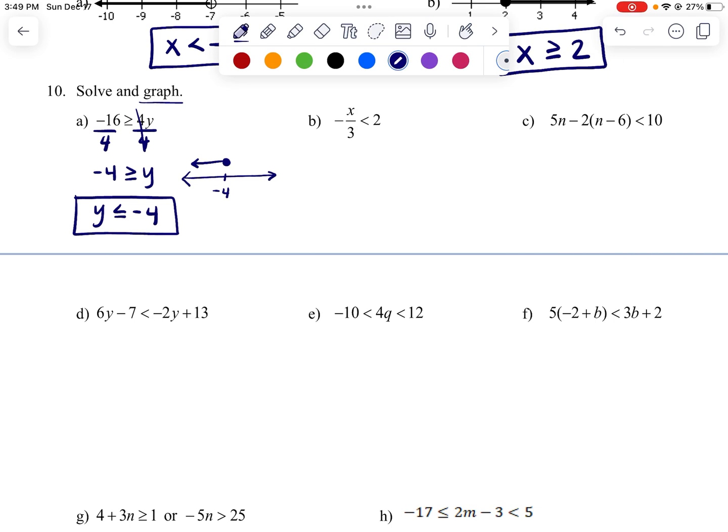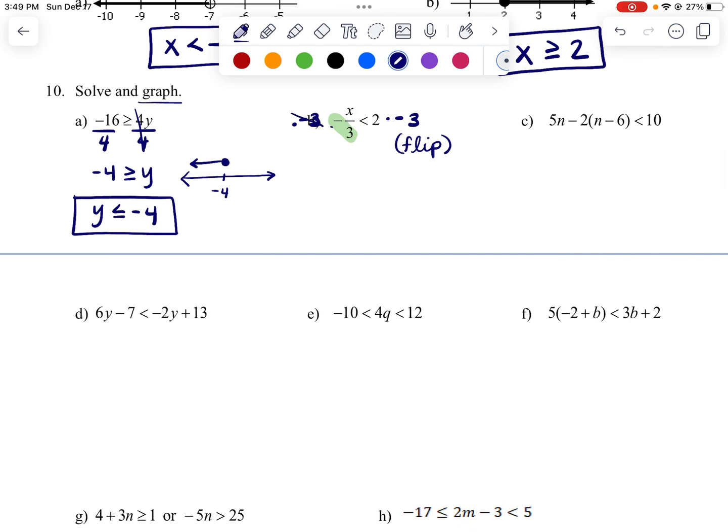In this next one, I want to undo the division, and I'm going to do it in the same step as the negative. So I'm going to multiply by -3, multiply by -3. And when you multiply by a negative, you have to flip the inequality. So the -3's cancel. X is, I'm going to flip the sign, greater than, and then we get -6 on that other side. Graphing it, okay, it's an open circle, and it's bigger than -6.